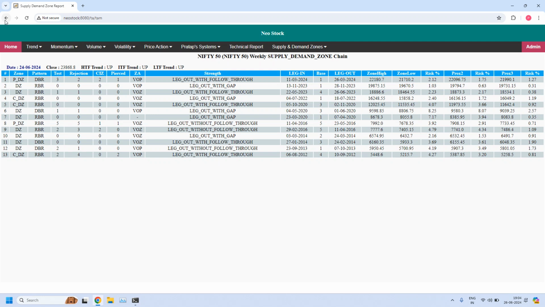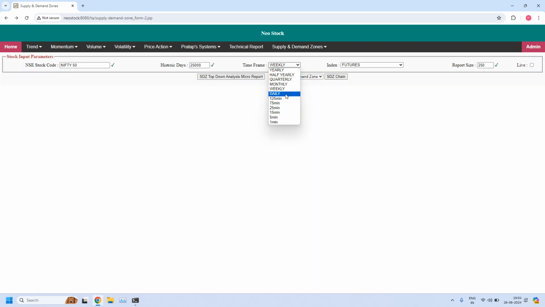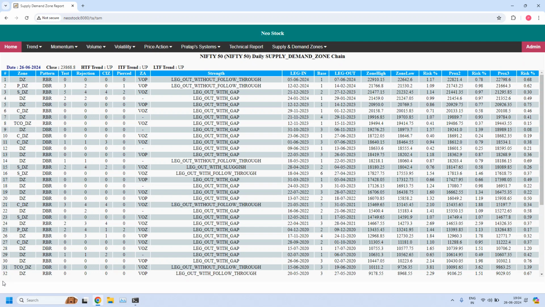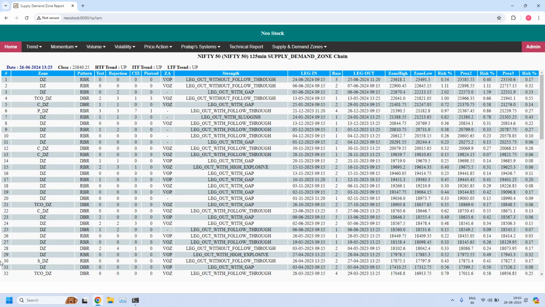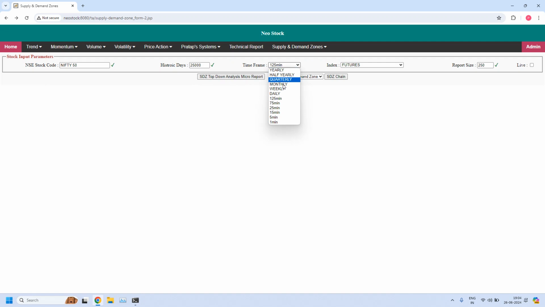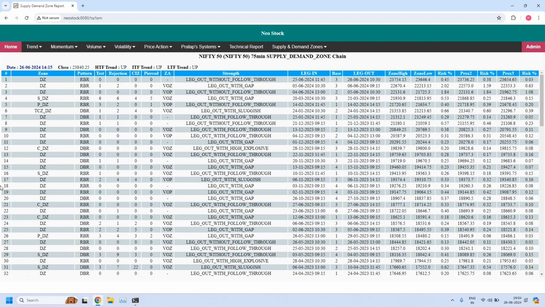Next I will generate the daily time frame. I am generating the supply demand zone chain for the daily time frame. These are the daily zones. Okay, now I am going back and changing the time frame to 125 minutes, generating the chain for the 125 minutes time frame. Okay, I am going back and changing the time frame to 75 minutes, and I am generating the 75 minutes chain.